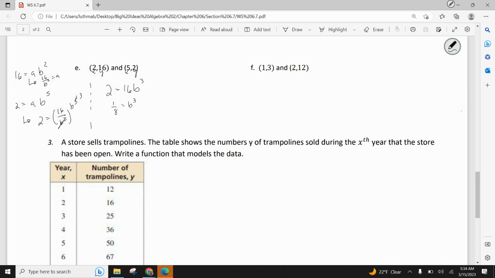B cubed equals 1/8. Cube root both sides, you get b equals 1 over 2. Sub back into original to solve, so 16 equals a times 1/2 squared. Subbing it back into this one. So now we're at 16 equals 1/4 a. Multiply both sides by 4. 16 times 4 is 64. So again, I'll leave it to you to verify that this is 64 times 1/2 to the x. A decay function for what it matters.